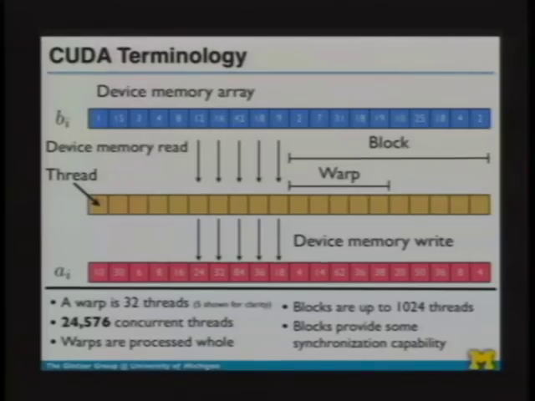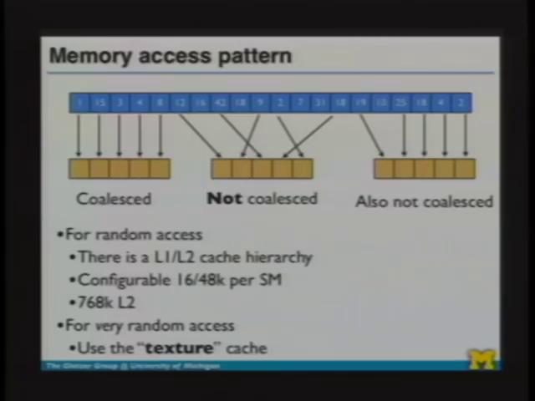And blocks on the current generation hardware can be up to 1,024 threads. And then similarly, a device memory array you can write into it. Okay, so now memory access patterns.